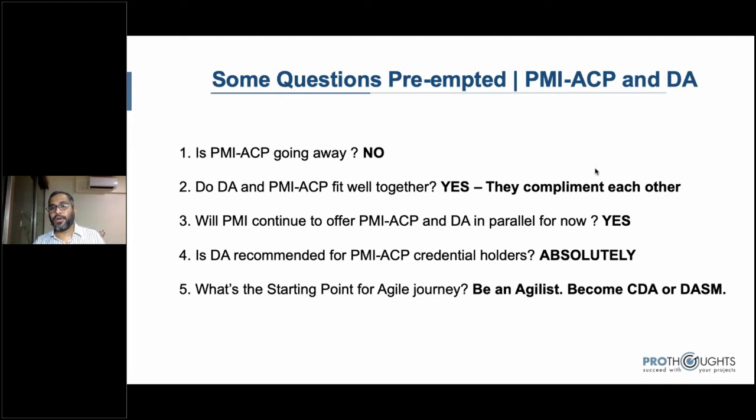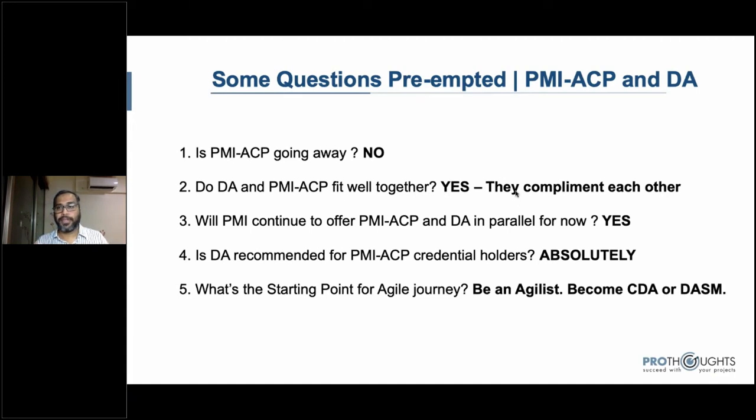PMI is focusing on agility. The PMBOK 7th edition for PMP also has a lot of agile things coming, but that is designed in a different way. So let us understand the intent of everything and then go for the certification. Don't go blindly for certifications just because they have value. See what the intent is and how you can benefit from it. The fourth question is, is DA recommended for PMI ACP credential holders? Absolutely. The idea is to add value to your organization, and DA helps to do that. DA is a new tool with PMI behind it, so it should catch attention, and it has a lot of credibility in terms of content and logic, in my opinion, that can make a difference in your organizations. The other question is, what is the starting point for the agile journey?